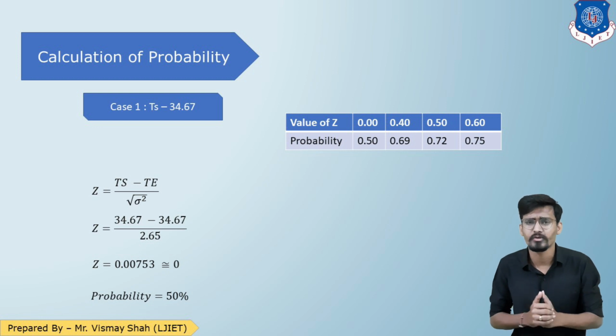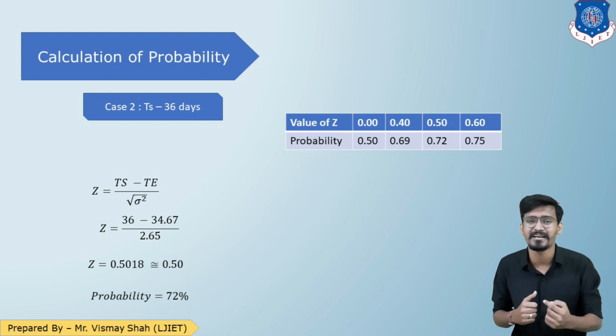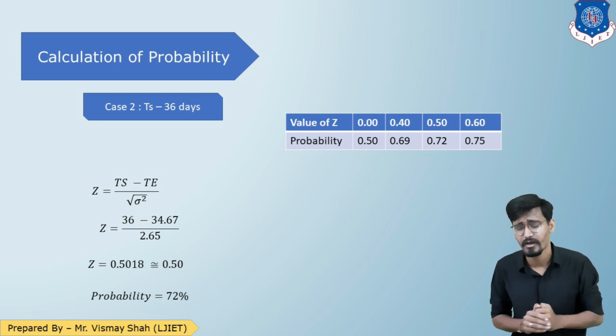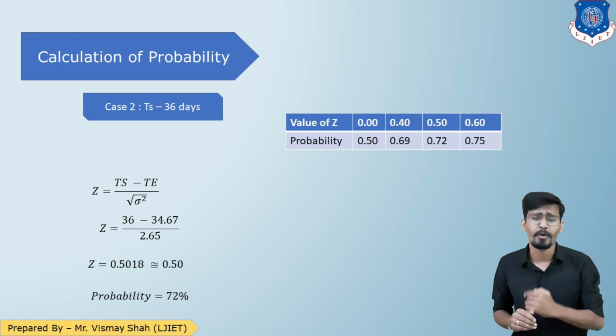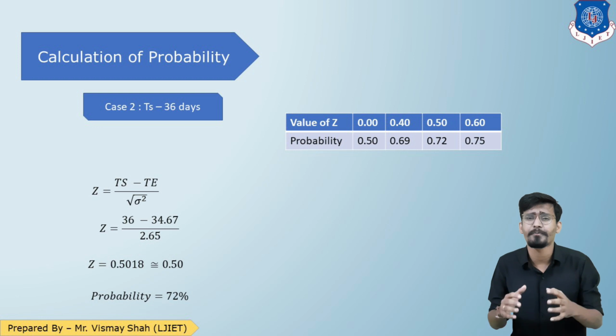Now let us come back to the second case. So for the second case, TS is given as 36 days. TE was 34.67. So Z equals TS minus TE upon under root sigma square. So we'll get the value of Z as 0.5018 or 0.5014. That is nearly equal to 0.50. So again, from the table of Z, we can interpolate that this is nearly equal to 0.5. So the probability will be 72%. So that is how we can find the probability.